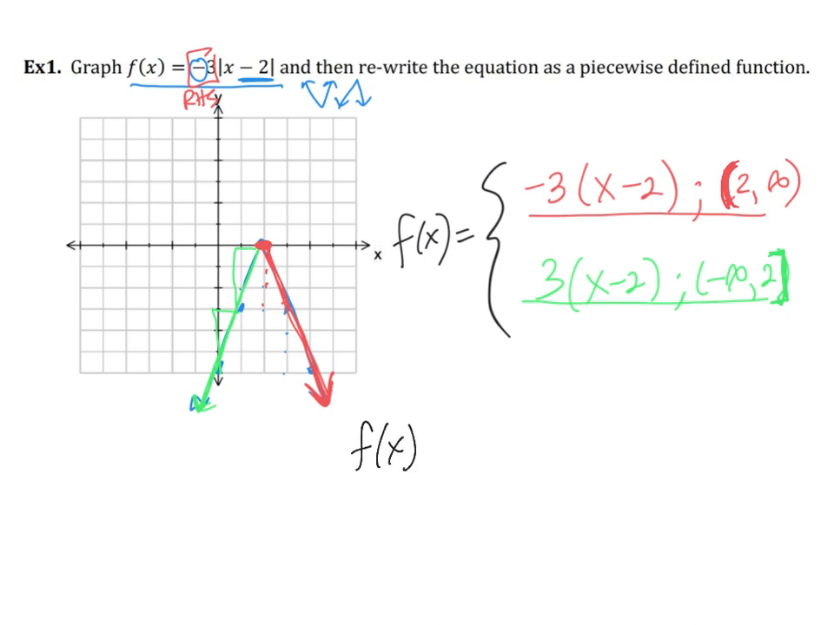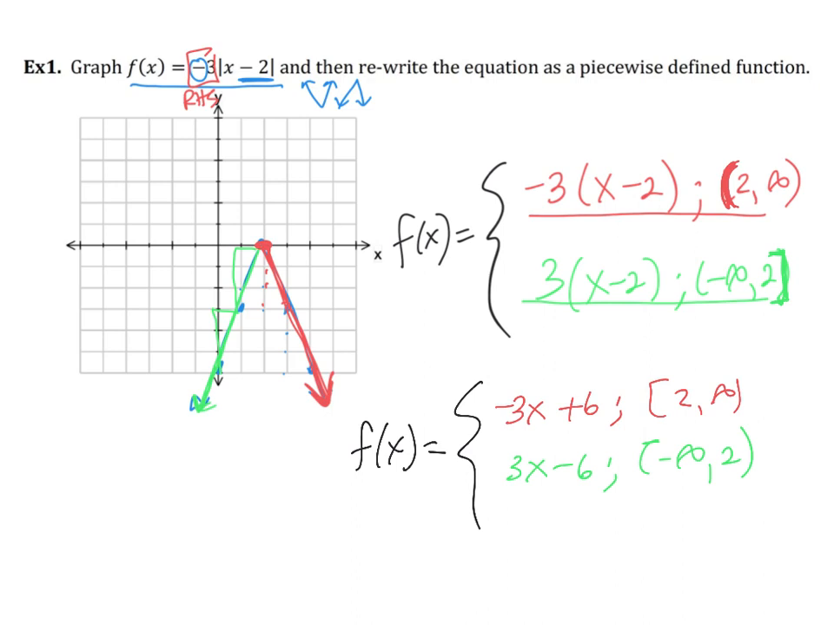Now, you could also write this function and distribute, right? We could write that as negative 3x plus 6, and that's from 2 to infinity. And then the left-hand side would be 3x minus 6, and that is from negative infinity to 2. And you can see here we have a y-intercept of -6 and then a slope of +3. Or if we continued that pattern here, we would have a y-intercept of +6 and a slope of -3.